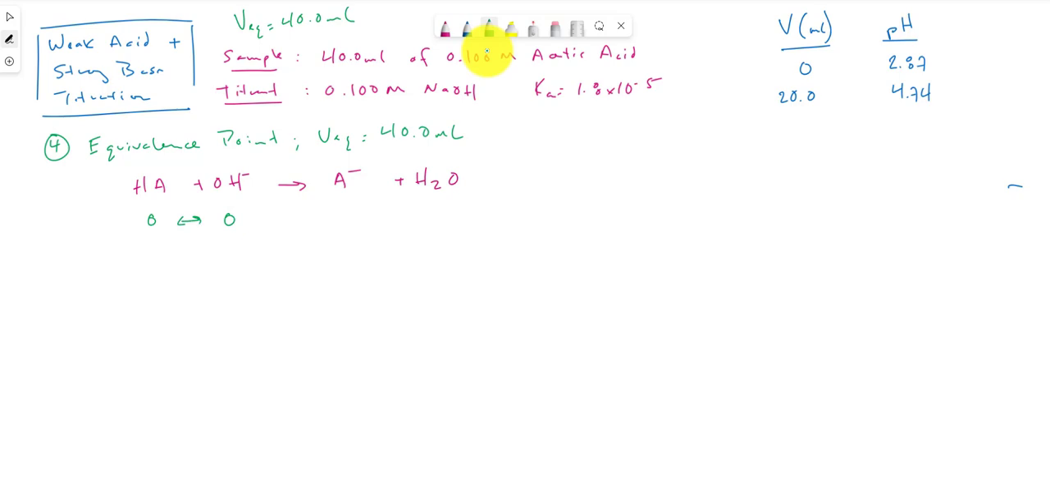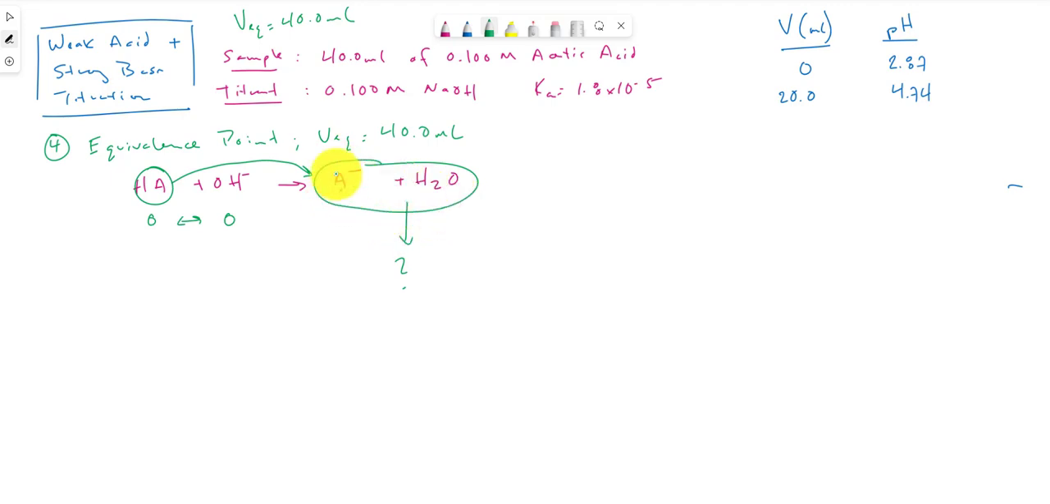And that means whatever our initial HA that we had in the system has all been converted to A minus and H2O. So what is this type of system? Well, hopefully this looks different than the equivalence point of the strong acid, strong base system, because in that case we just had pure water, so we could say the pH there is just 7. In this case we don't have pure water, we have a weak base in water.